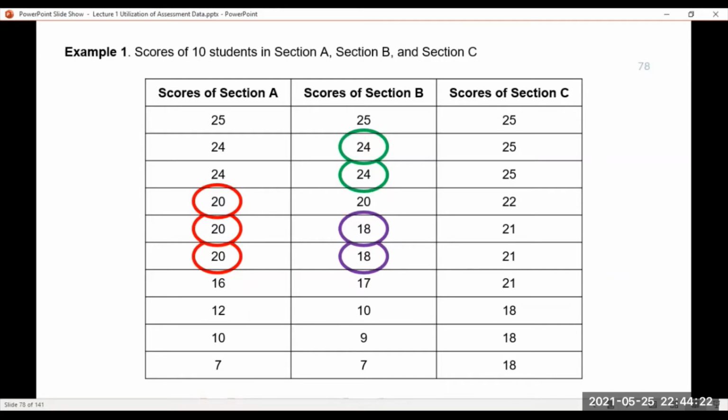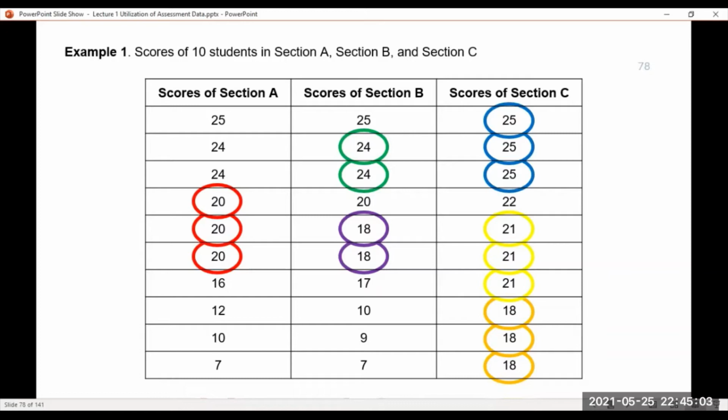Next, for scores of section C, we have 25, we have 22, we have 21, and then 18. We have 3 25s, so tatlong 25 tayo, 1, 2, 3. Isang 22, tatlong 21, at saka tatlong 18. Therefore, the modes of the scores of section C are 25, 21, and 18. So you have 3, therefore this is an example of a trimodal distribution.